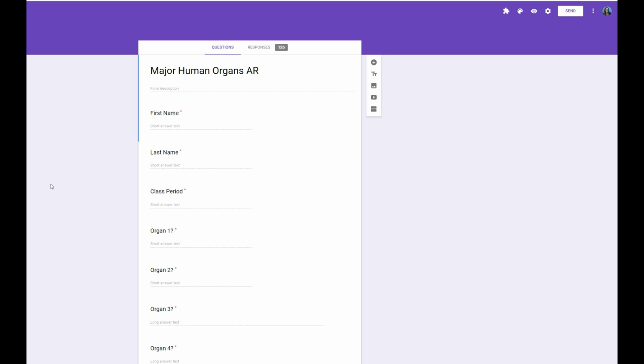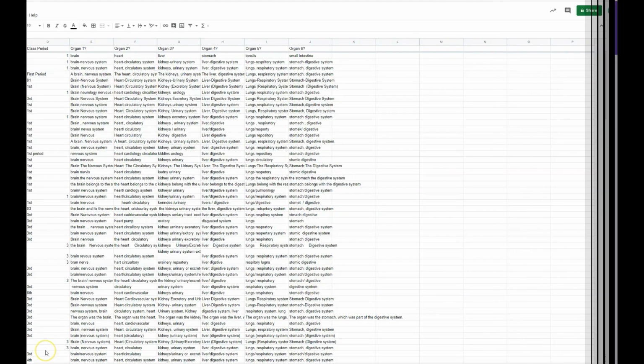So my students got to do the major human organs AR lesson. And what we did was they got to see a liver floating around. They got to see a heart floating around. They got to see a brain floating around. And what I had them do was they identified the organ and then told me which body system they thought that the organ came from. And this is a great introductory activity to do if you're starting to learn about the body systems.